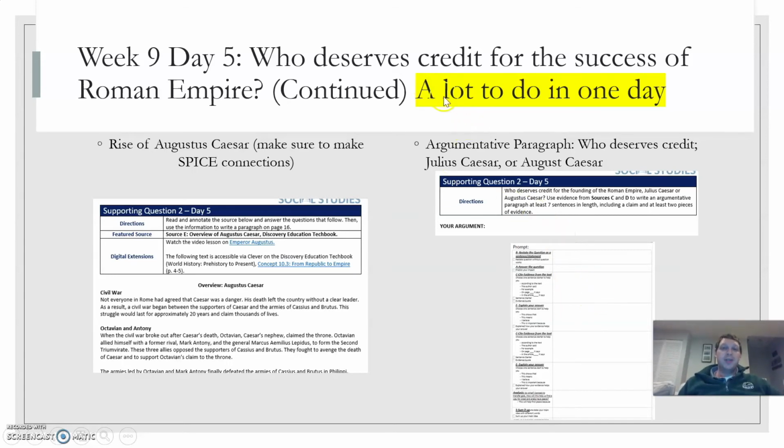Also, I'm going to caution you, this is a lot to do in one day if you're following the guidelines set out. So if you can work ahead in week 8 and kind of start this in week 9, that'll probably be better for your sanity. That's just my opinion.